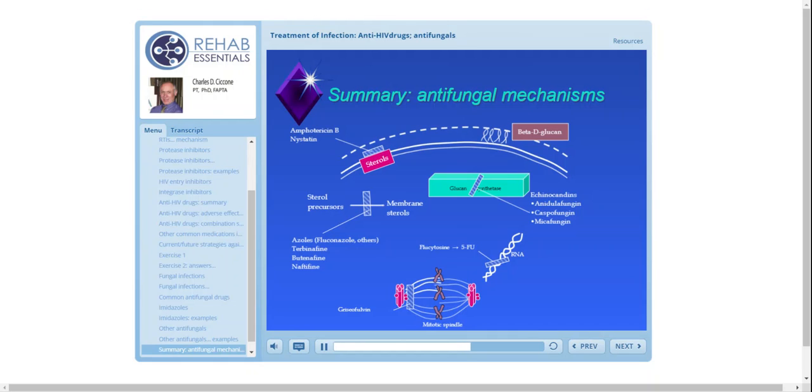So they don't all work the same way, but you get a sense that they're all trying to disrupt the integrity of the cell membrane or the production of the cell membrane components or simply the division of the fungal cell, and hopefully in a way that's different enough from the human cell that they can be useful without extensive side effects.